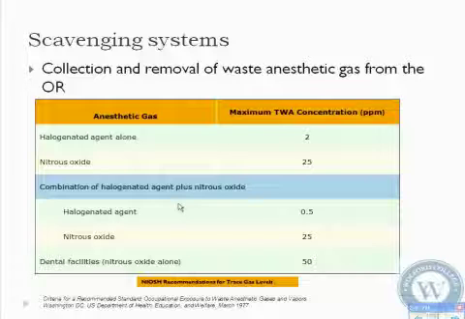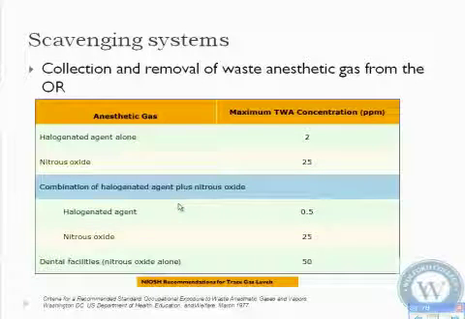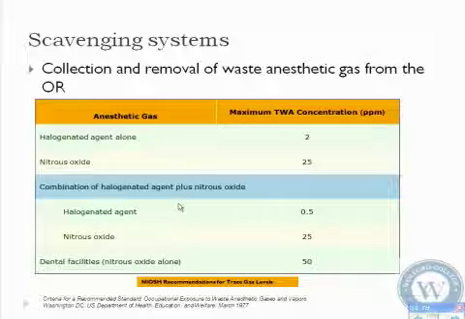And some of the rules regarding scavenging is that waste halogenated gases can't be above 2 parts per million. Nitrous can't be above 25. Okay, that's the only things that we have to know, is these 2 right here.